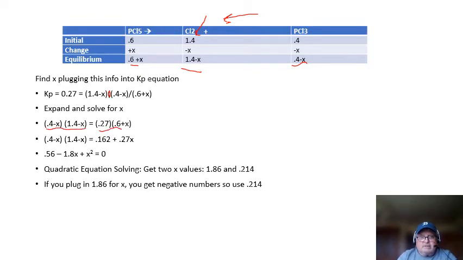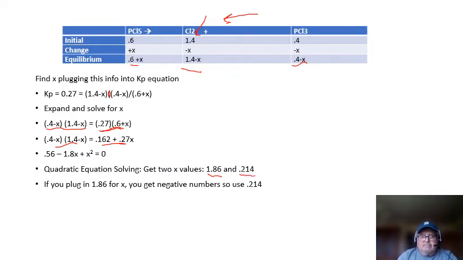Then I just multiply these two to get this. And then I set it up as a quadratic equation. I multiplied these two together, and then I added these to the other side, and so I get this equation here, 0.56 minus 1.8x plus x squared. Then you can just find a quadratic equation solver, and when you do that, you get two values, and here are the two values.